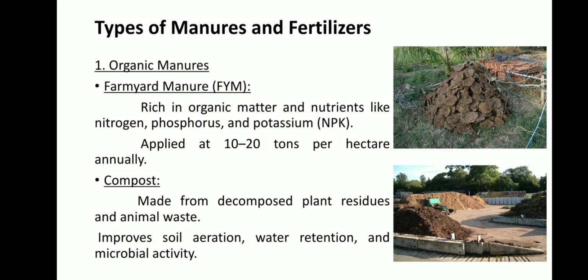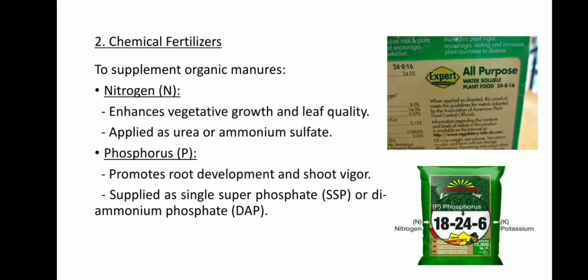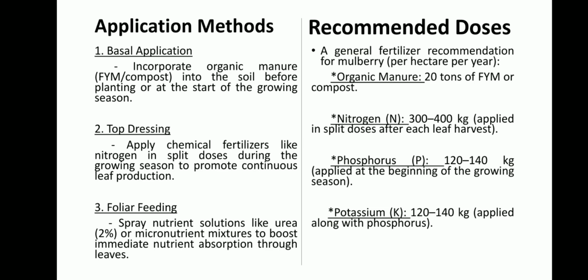Then what are the types of manures we use as a fertilizer for the growth of mulberry plants? One is organic manures and the second one is chemical fertilizers. In the organic manures we use farmyard manure, compost, vermicompost and green manures, etc. In chemical fertilizers we can use nitrogen and phosphorus for the growth of mulberry plants. Then application method: how to apply the manures to the mulberry plants. One is basal application, second one is top dressing and the third one is foliar feeding.